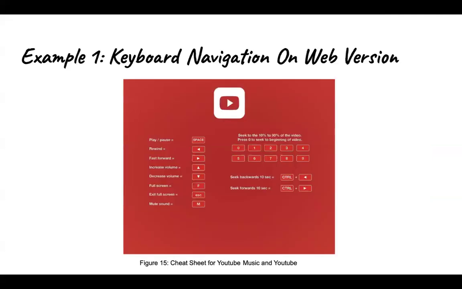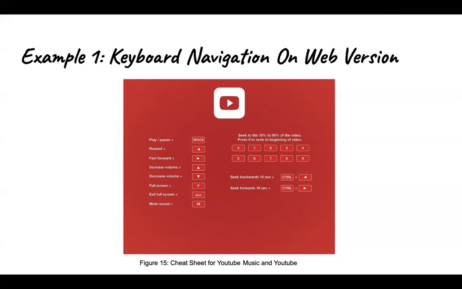My first example is the keyboard navigation on the web version. YouTube Music includes keyboard shortcuts for essential functions, such as using the spacebar to play or pause music and arrow keys to skip forward or backward. I have found a cheat sheet for YouTube Music, which allows multiple functions, such as navigation, playback, and general functionalities, such as adjusting the volume. These features make the platform accessible for users who rely on keyboards instead of a mouse or touch input, ensuring smooth and effective interactions.